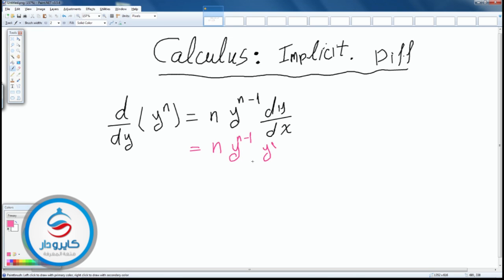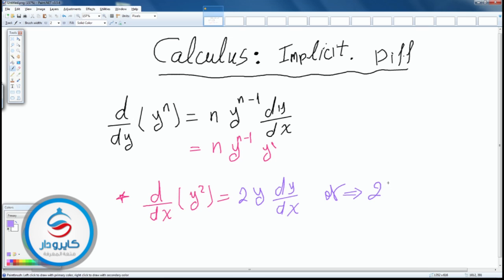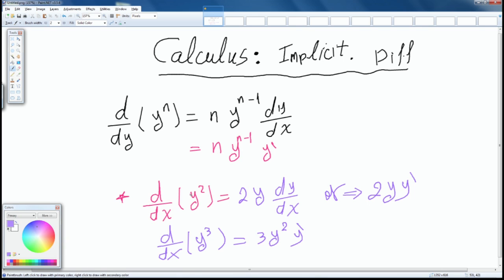It was y dash. If we have a numerical example like that, d over dx of y power 2 equals 2y dy over dx, or we can write it as 2y y dash. Also, if we have d over dx of y power 3, that means 3y power 2 y dash, and this is the meaning of the implicit derivative.